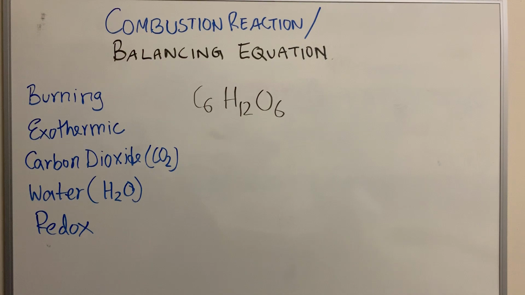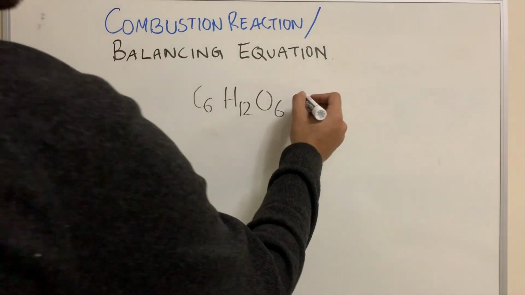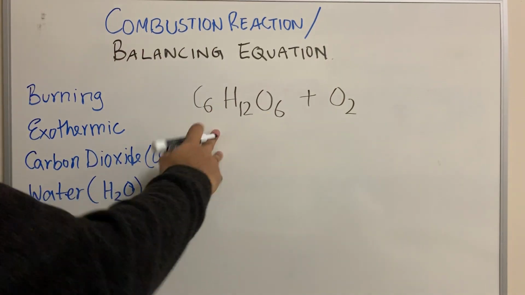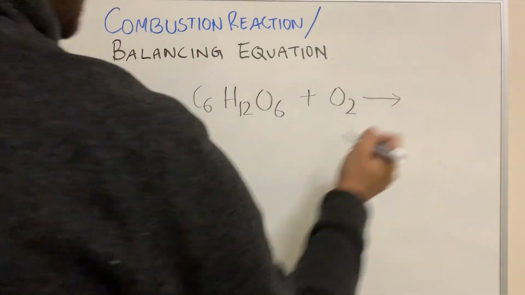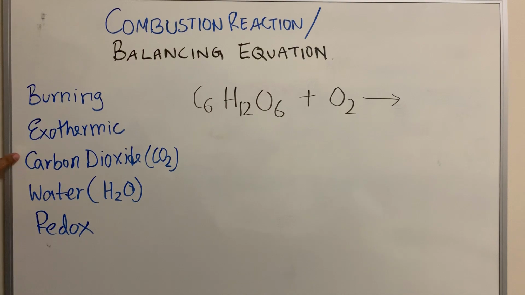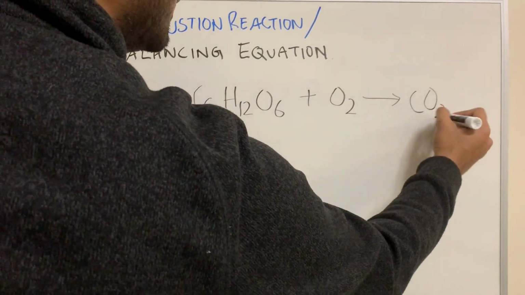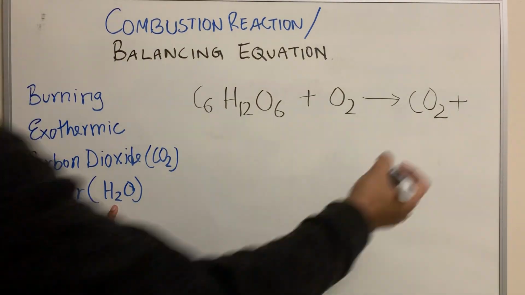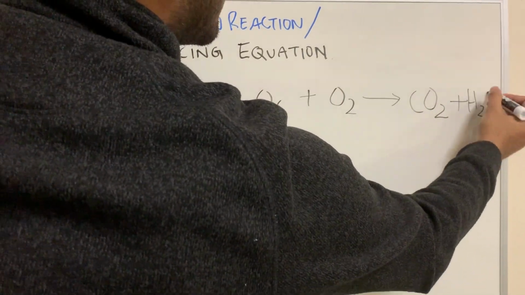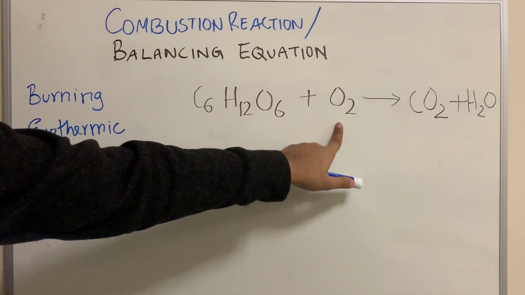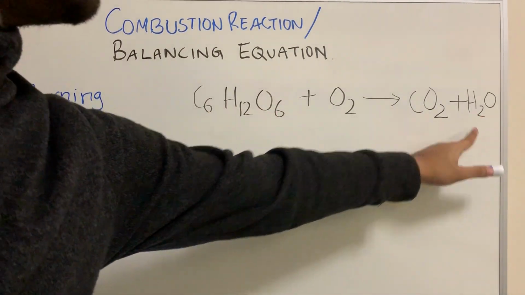Similar to the process that we talked about before, combustion is burning with oxygen. So you're adding oxygen to the glucose, and you're producing, again, these 2 common products. You have carbon dioxide, CO2, plus water. So let's put in H2O right here. So you have glucose burning with oxygen, giving off carbon dioxide and water.